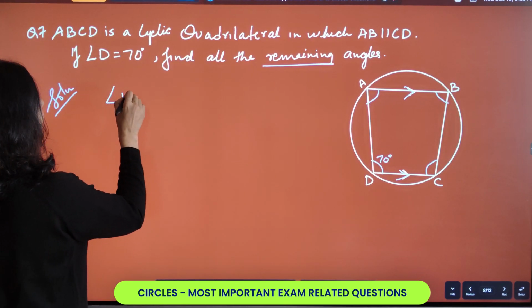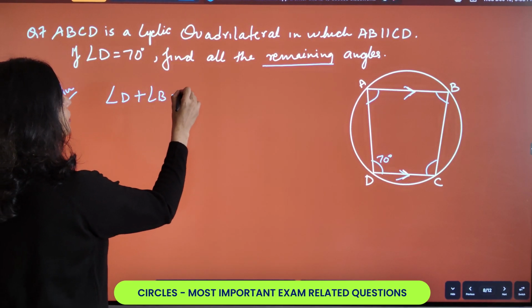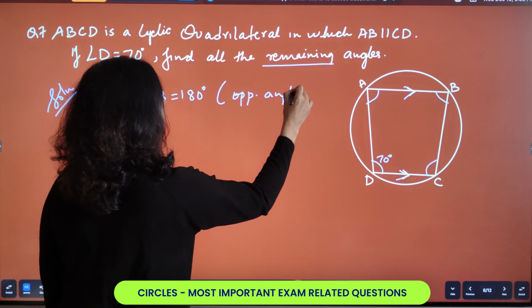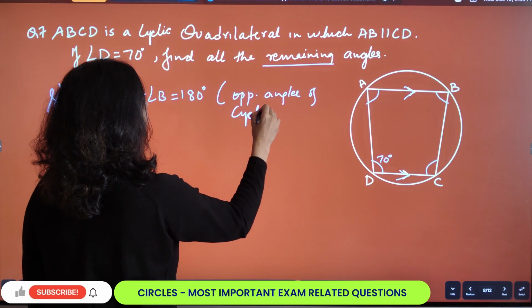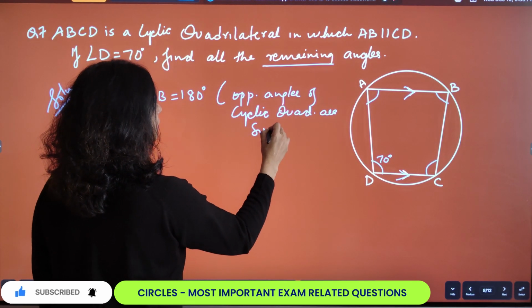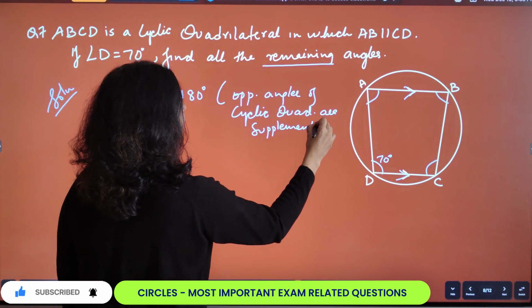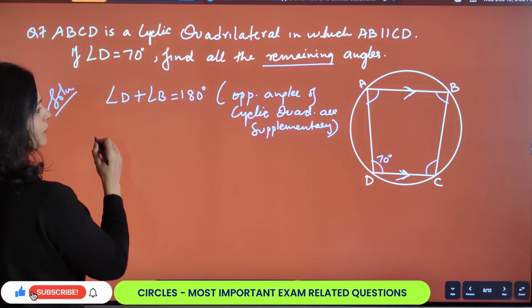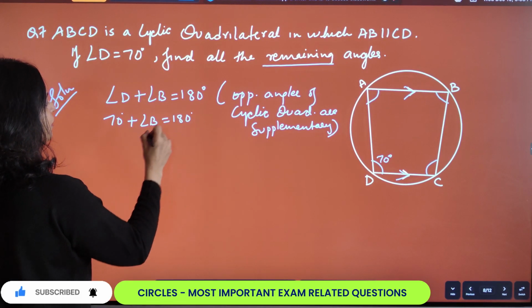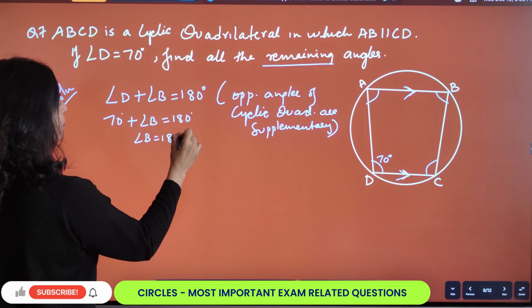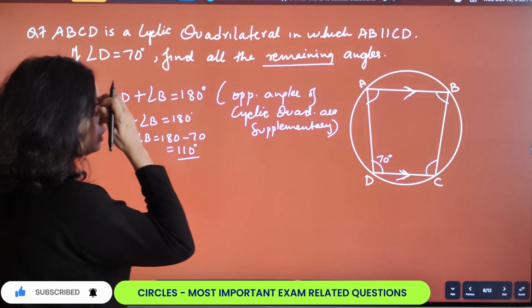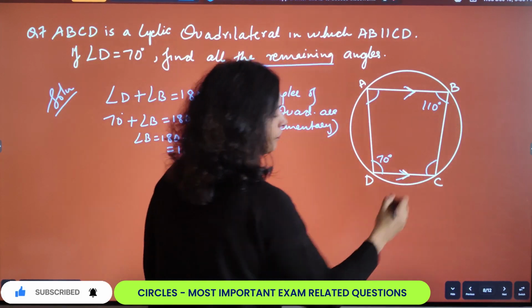So here we can say angle D plus angle B is equal to 180 degrees because opposite angles of a cyclic quadrilateral are supplementary, or their sum is 180 degrees. So angle D is given, we can find angle B. Angle B will be 180 minus 70, that is 110. So like this we got this as 110 degrees.